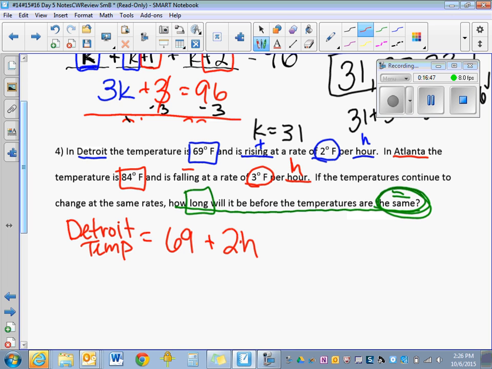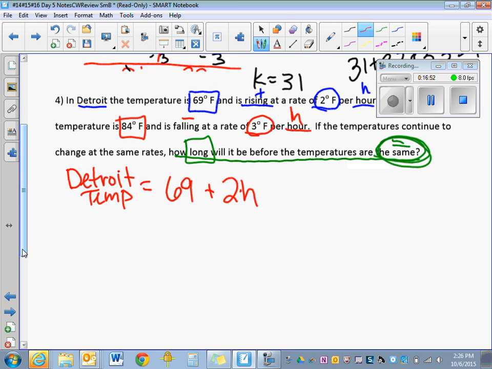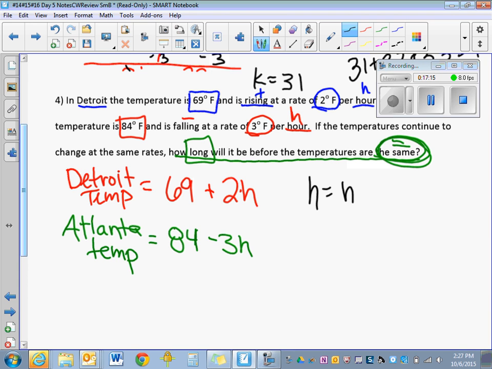Good. Alright, and then let's do our Atlanta temperature. Oh, I did it in the wrong color, that's alright. So our Atlanta temp, 84 degrees, and what's happening to that? Minus 3. Minus 3 degrees per hour, H. Good. Now we used a variable. What does H represent? Hours. Okay. Great. We've made 2 equations.